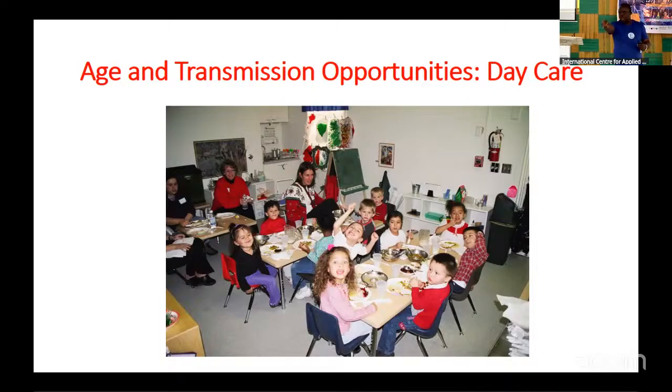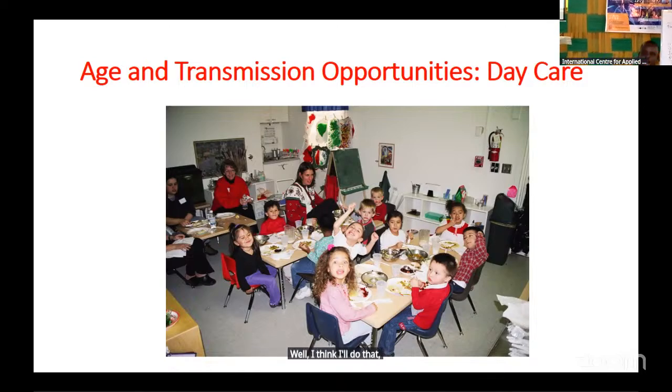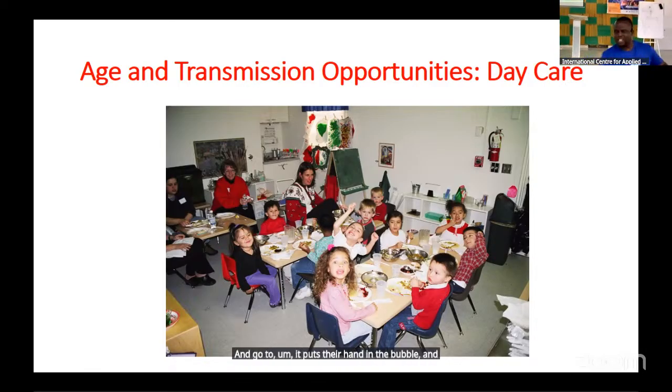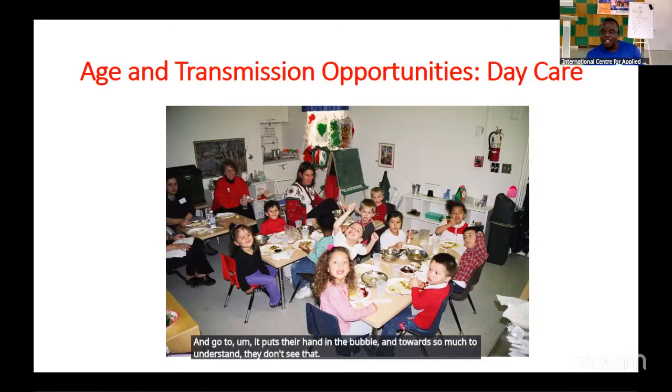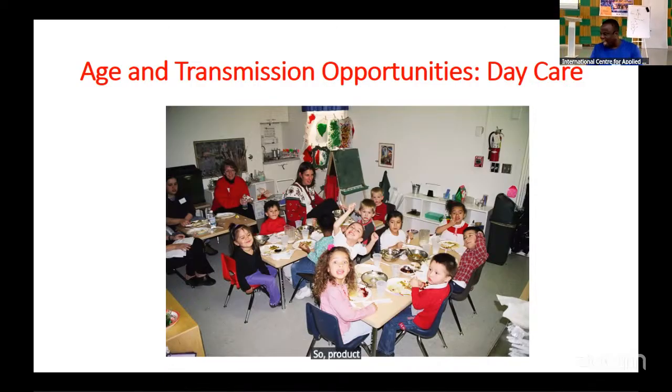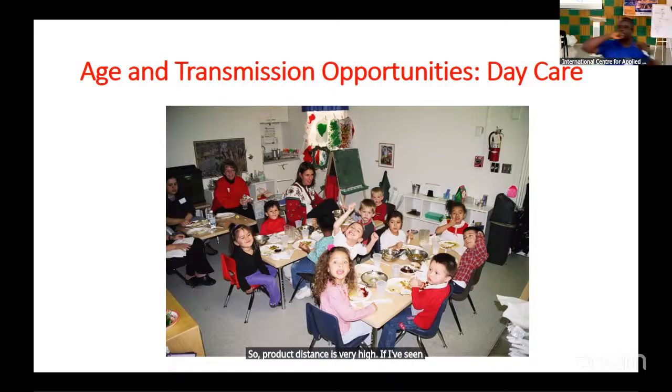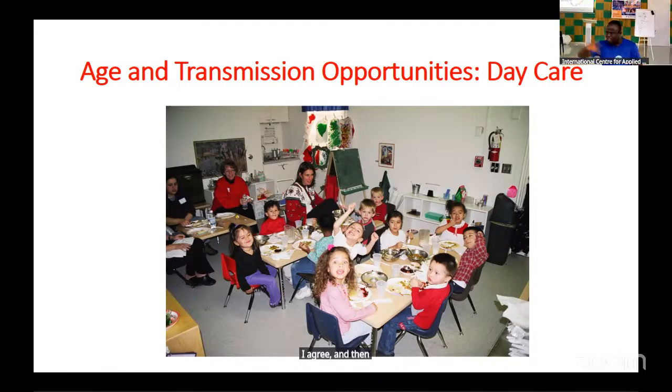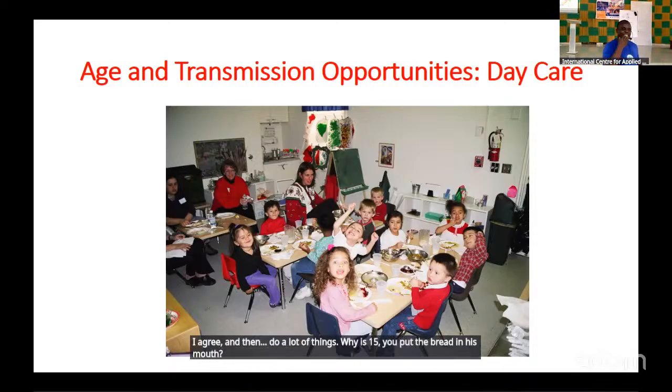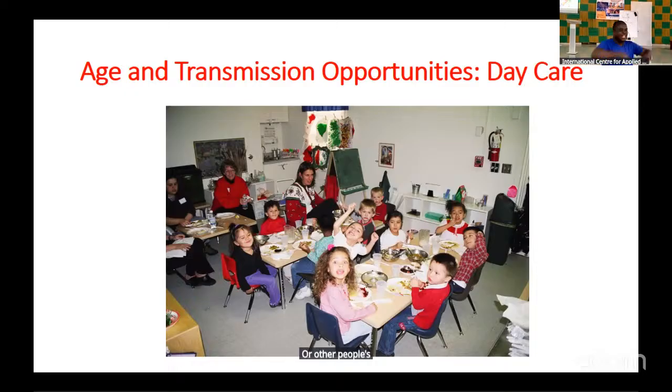How many of you have seen somebody come and put a hand on your nose? Children can do this: they say, touch you, and they put their hand in and touch somebody's nose. They don't see anything wrong with it. So the contact rate is very high. They can pick somebody's water and drink it, and do a lot of things. While eating, he collects bread, puts it in his mouth, and then puts the bread in the mouth again.